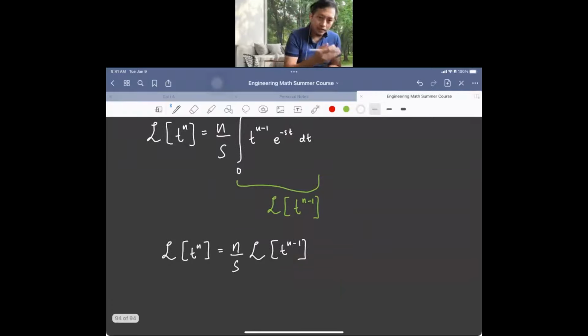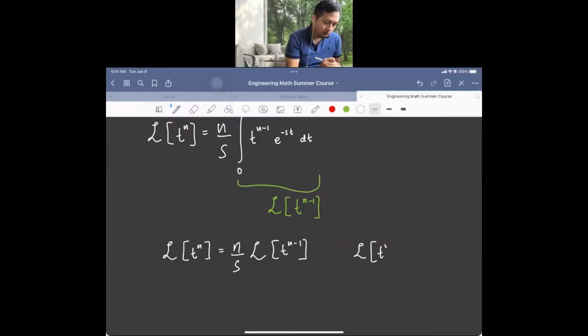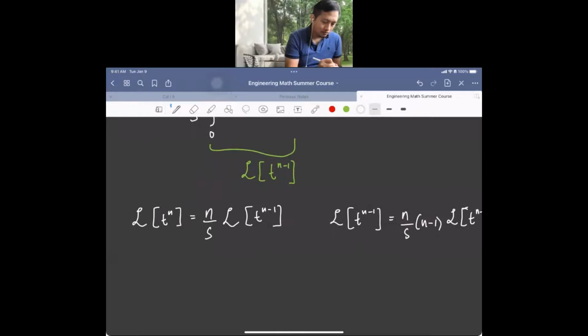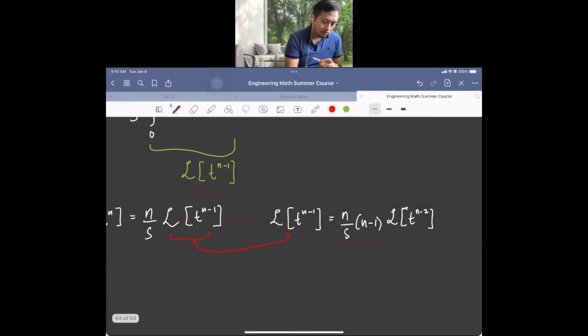If you do the t^(n-1), if you do the integration by parts, you will get n over s and then n minus 1, t^(n-2). And you will notice that it will go recursively. And when you have, for example, another one, let me just give you the last one here, n minus 2 for this one here, then you need to multiply with n minus 2 in the front.